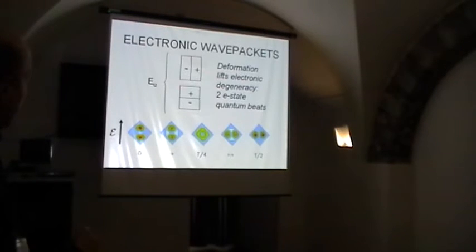So the electronic wave packets that we'll make, I've just illustrated the kind of thing that would happen for a particle in a rectangular box. So imagine deforming a square box, making it slightly rectangular, and then if we were exciting in this direction, we would see, because of this lifting of the degeneracy, two electronic state quantum beats going back and forth, delocalized to the other well on a time scale governed by the splitting energy right here.